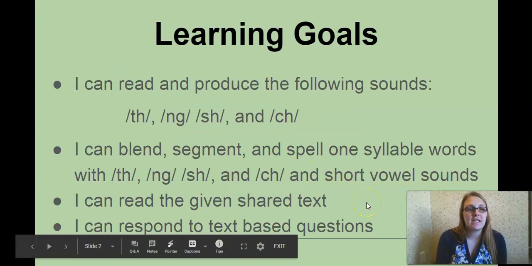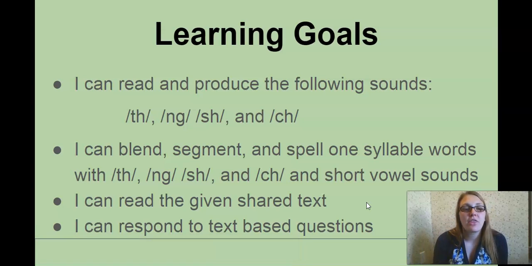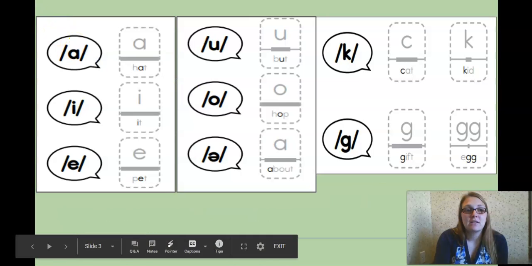Okay, our goals for today: reading and pronouncing the following sounds: th, n, sh, and ch. You will be able to blend, segment, and spell words with those same sounds, as well as short vowel sounds that we've learned previously. You'll be able to read the given shared text that we've been working on together, and then answer questions based on that text.